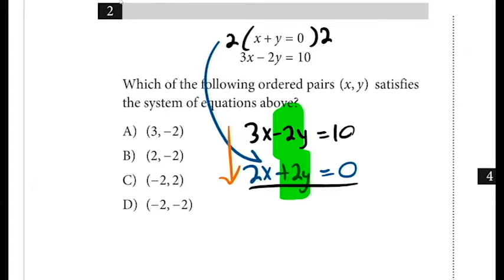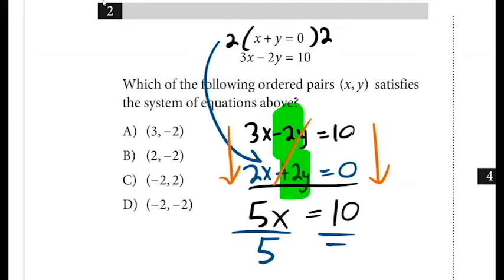When we add straight down, we'll have 3x plus 2x, which is 5x, negative 2y plus 2y, which cancels away, and 10 plus 0, which is 10. That gives us a nice simple 5x equals 10. We can divide both sides by 5. And that gives us x on the left and 2 on the right. So now that we know that x is 2, only one of the answer choices has x equaling positive 2, so we already know that the answer to this is B.